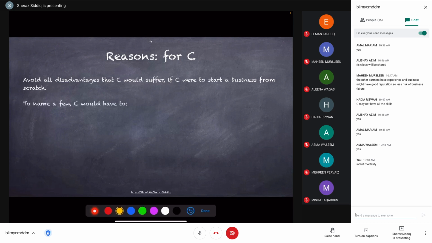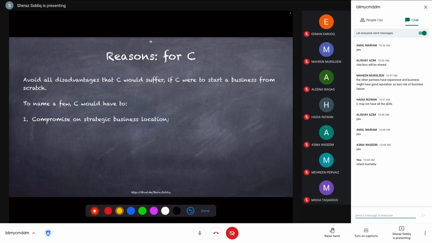The first, I've noted down a few typical examples over here for that risks. The first thing that C has to make a compromise on, if C opts for a new business from scratch, is going to be a good strategic business location. Why? Because अच्छी strategic business locations already established going concerns ले चुकी होंगी.